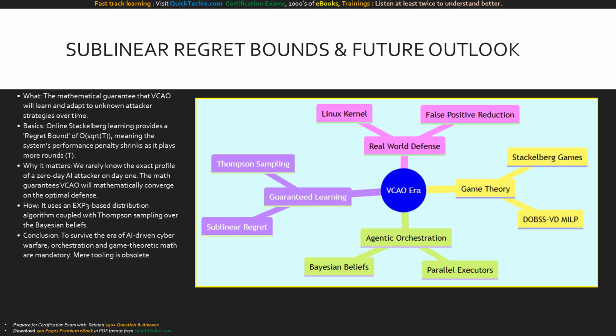Our final mind map summarizes the VCAO era. At the core, we have integrated game theory, specifically Stackelberg games and the Dobss LP solver. This powers our agentic orchestration, driving parallel executors with Bayesian beliefs. Crucially, the system boasts guaranteed learning through sublinear regret models and Thompson sampling. All of this culminates in real-world defense, securing critical infrastructure like the Linux kernel while drastically reducing human fatigue through false positive reduction. The math is our ultimate shield.